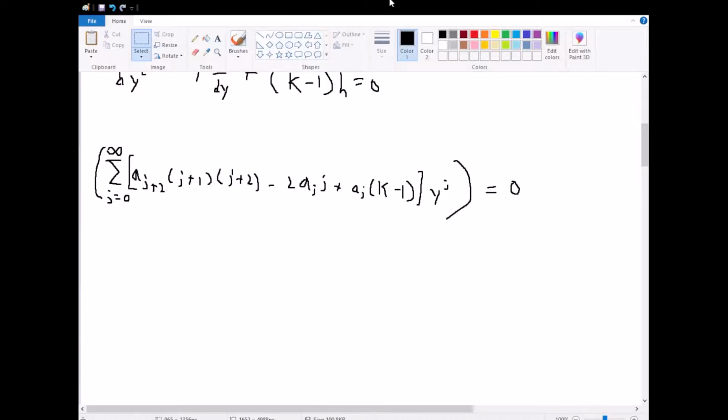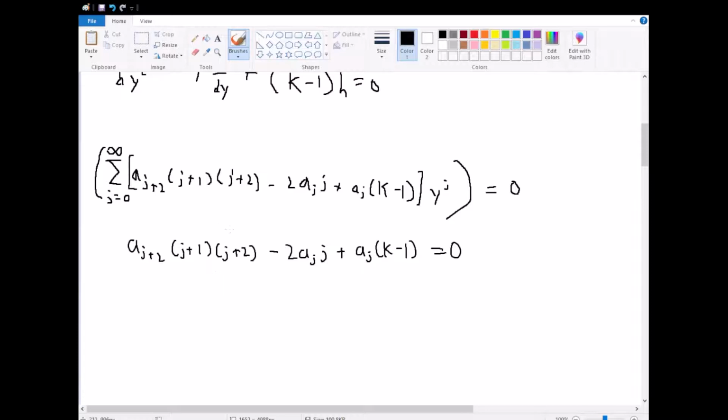Okay, so at this point, we have this condition of all of these, of this formula in j and a_{j+2} equaling 0. The easiest way to satisfy this is just to have this term at the front equal 0. So if this equals 0, then we have a_{j+2}(j+1)(j+2), subtracted by 2a_j times j plus a_j k minus 1, and this equals 0. And that's the simplest condition for this to be true.